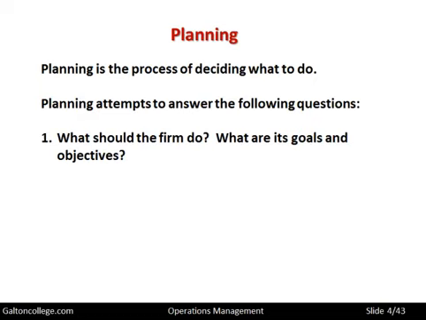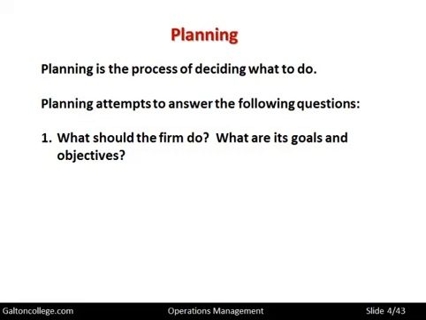It attempts to answer the following questions. What should the firm do? What are its goals and what are its objectives? Now sometimes the goals and objectives are set down by senior management, and these may be in the strategic plan. But there's also operational planning. How should the operations managers cope with the requirements of the strategic plan? How should they increase capacity? How should they lay out the plant? How should they organize the stores?